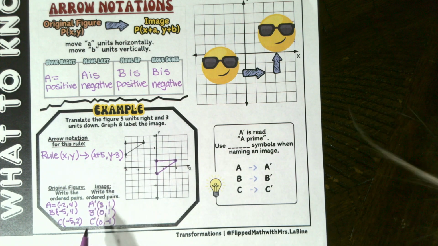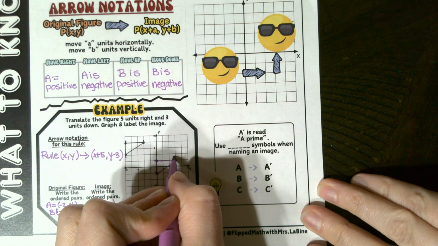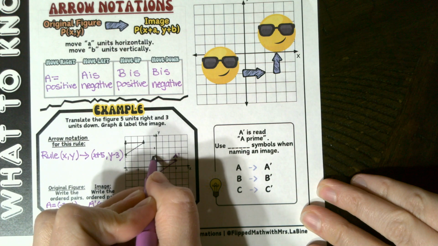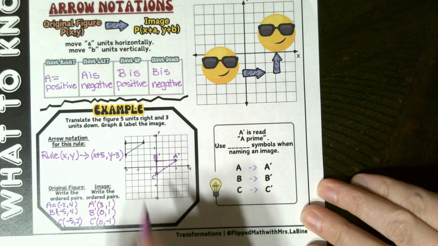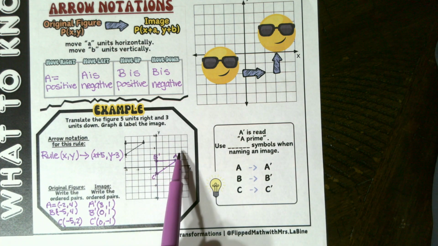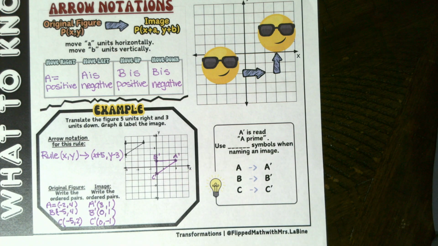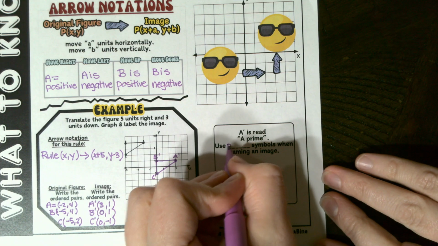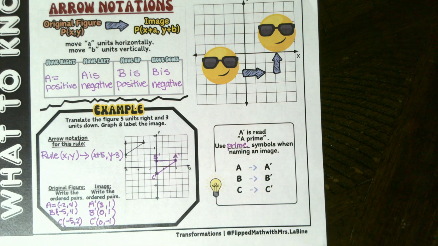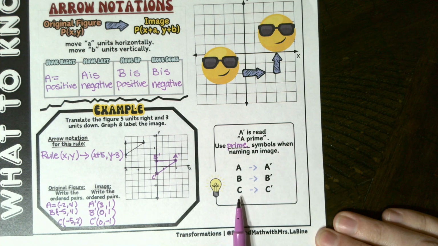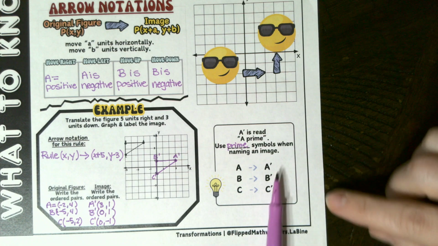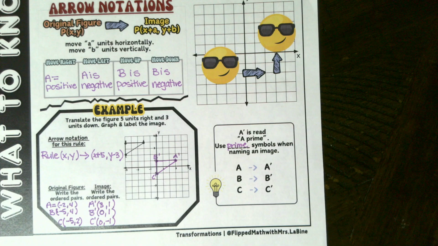So I showed you here because I'm going to write these up here. So this was my A, and this is my new B, and this is my new C. So this little symbol you see here is read as A prime. So we use prime symbols when you're naming an image. So if it's the original image, it's just going to have the regular letters. But if you see this symbol up here, that means it's a prime. So that's the image, not the original figure. So original figure, regular letters. The image always has this symbol, which we call prime.